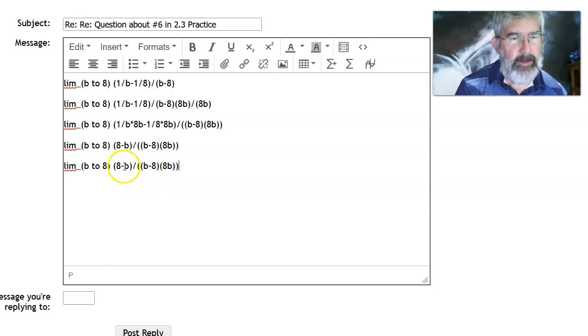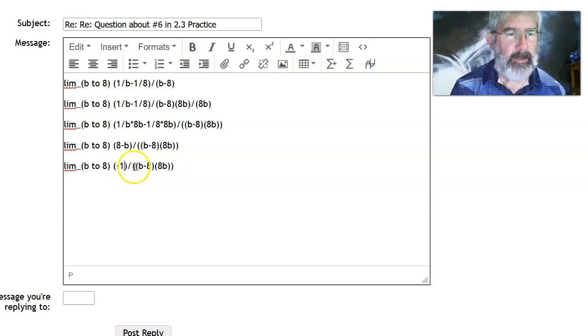The 8 minus b on the top and the b minus 8 on the bottom cancel out, leaving a -1. Essentially, got to factor a -1 out of one of those. So I'll leave a -1 on the top here and get rid of the b minus 8 on the bottom. I can probably get rid of one set of parentheses on the bottom now too. And so now I've got the limit as b goes to 8 of -1 over 8b, and that is equal to -1 divided by 64.